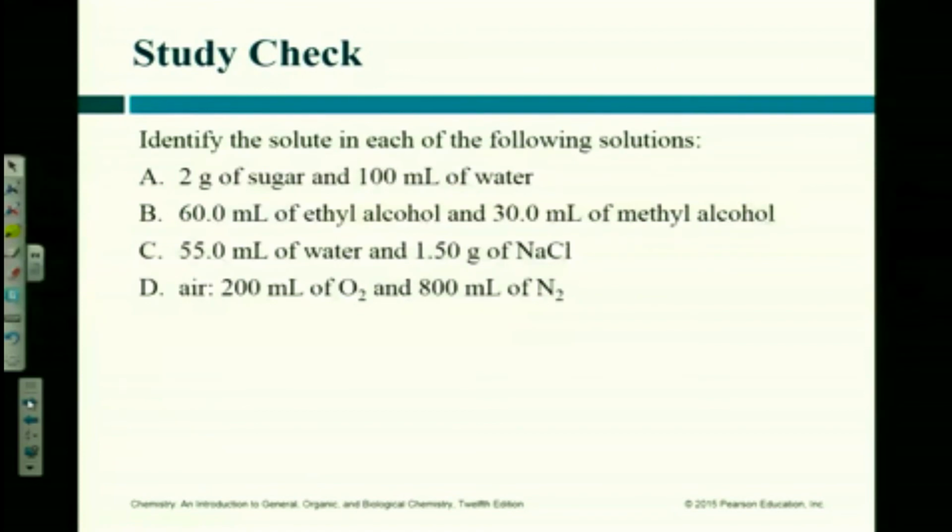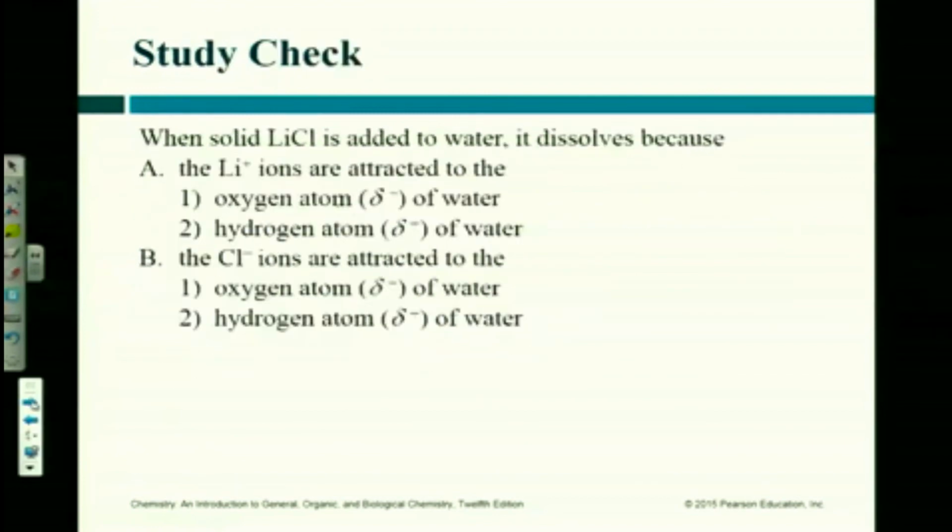So 55 milliliters of water and 1.5 grams of sodium chloride. Sodium chloride, right? Water, dump a little bit of salt in it, got a solution. Sodium chloride is the solute. 200 milliliters of oxygen or 800 milliliters of nitrogen? Oxygen. That's basically the composition of the air in this room, right? It's about 80% nitrogen. Okay? Now we just talked about this one. Lithium ions are attracted to oxygen or hydrogen?